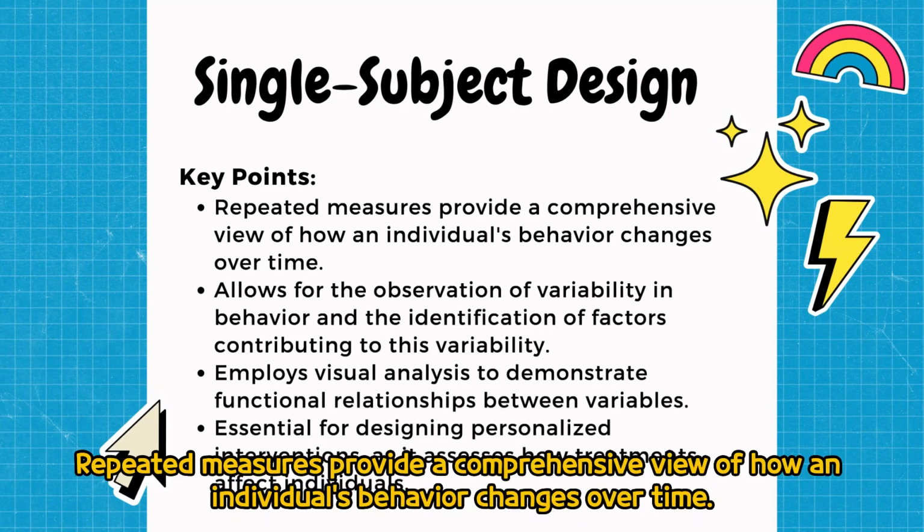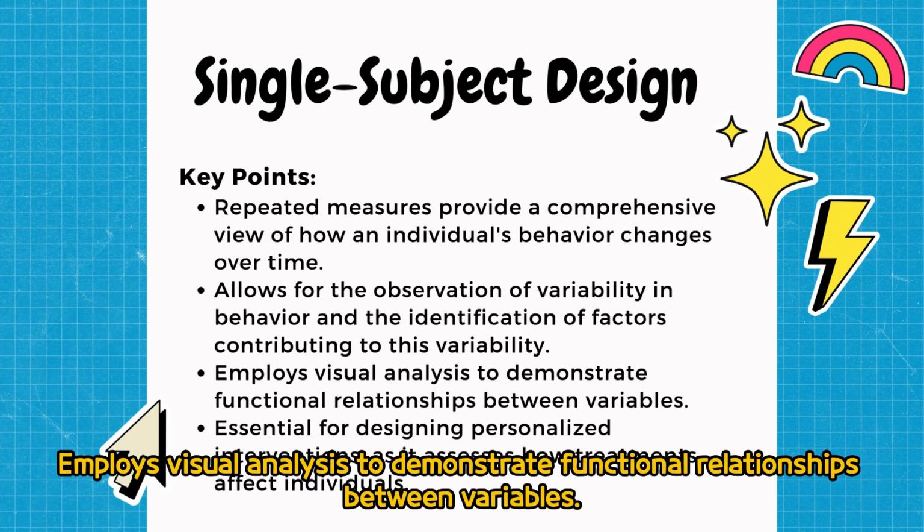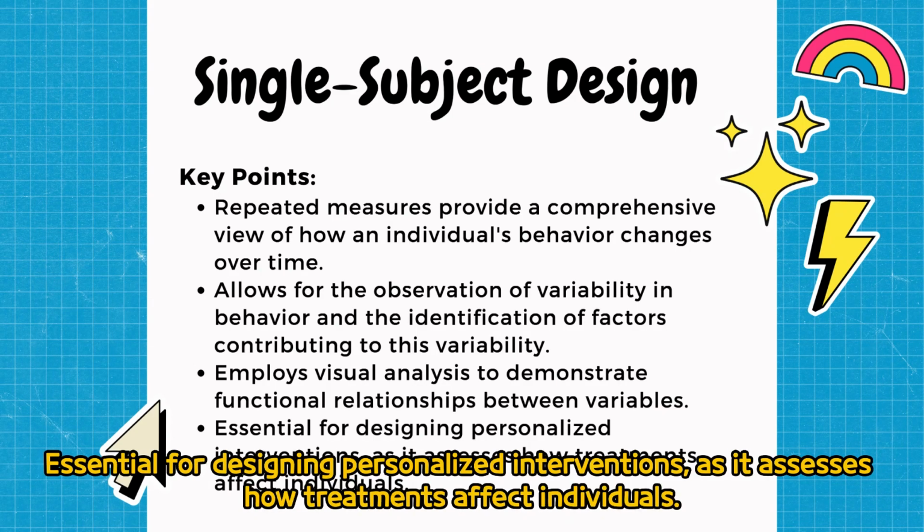Key points: repeated measures provide a comprehensive view of how an individual's behavior changes over time, allow for the observation of variability in behavior, and the identification of factors contributing to this variability. Employs visual analysis to demonstrate functional relationships between variables. Essential for designing personalized interventions, as it assesses how treatments affect individuals.